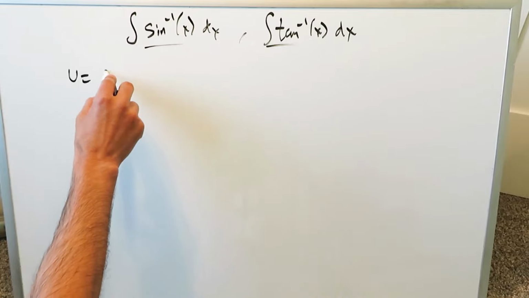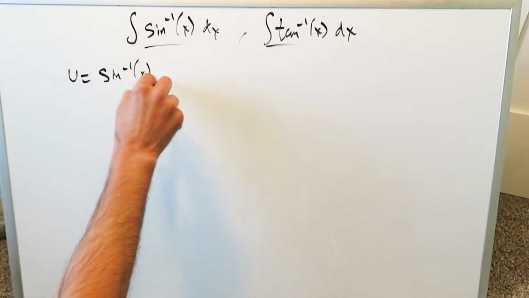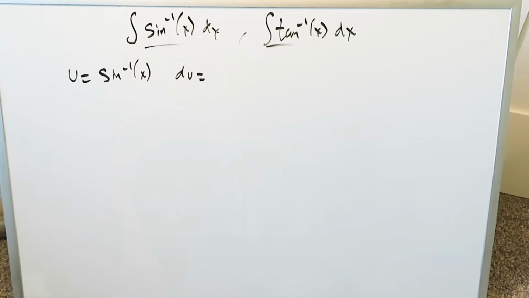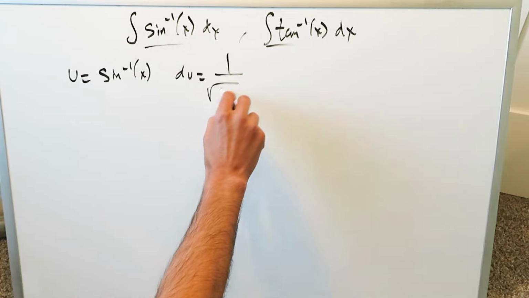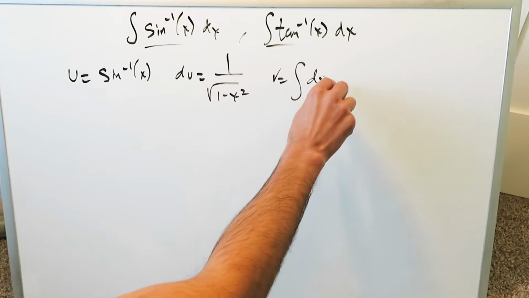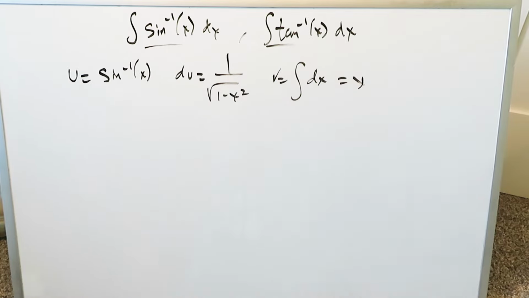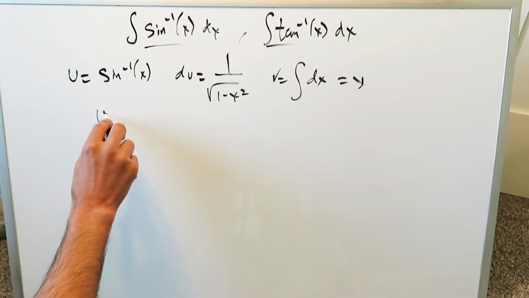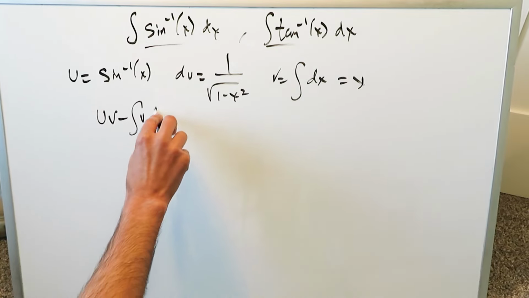U is equal to exactly what you see, the arcsin function, and then du is its derivative. You know what that is. It's 1 over root 1 minus x squared. V is the integral of what remains, which will be just dx, and you know that's going to be equal to x. We bring everything here into this template, uv minus integral v du.